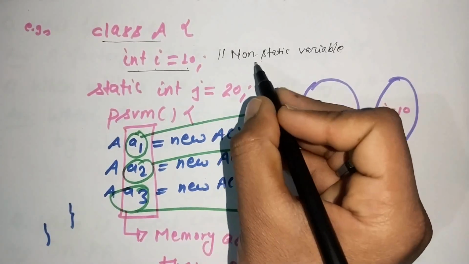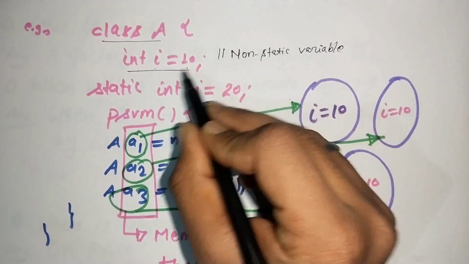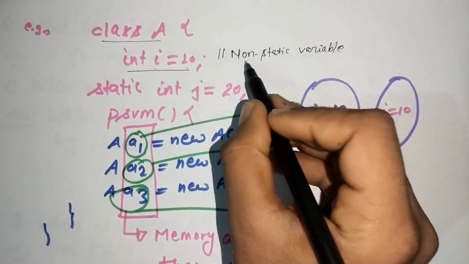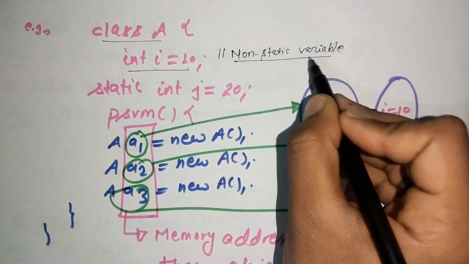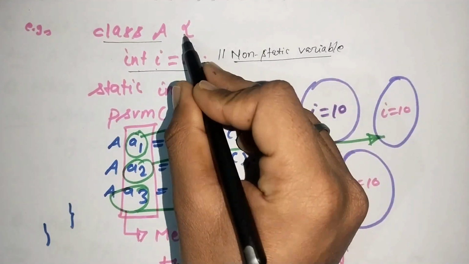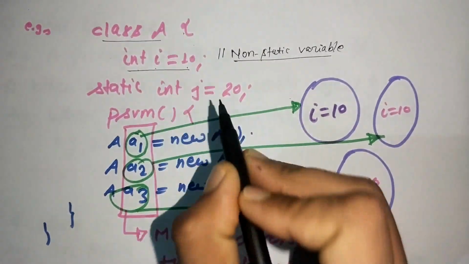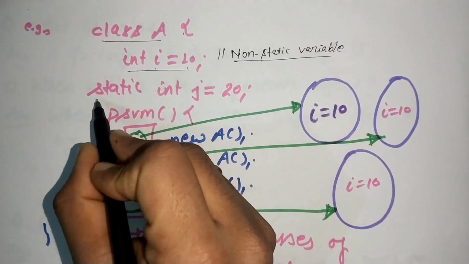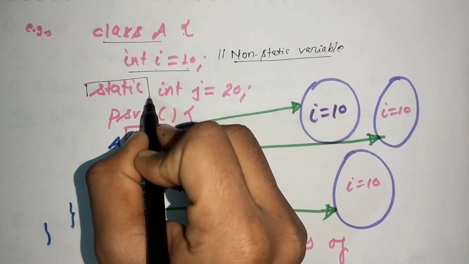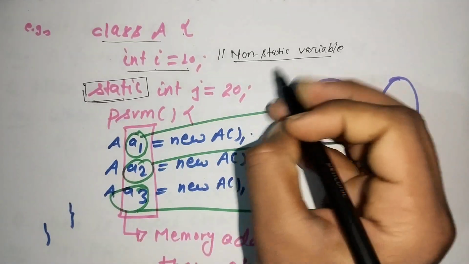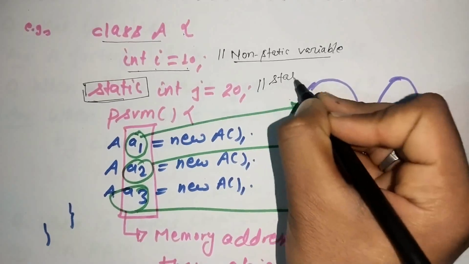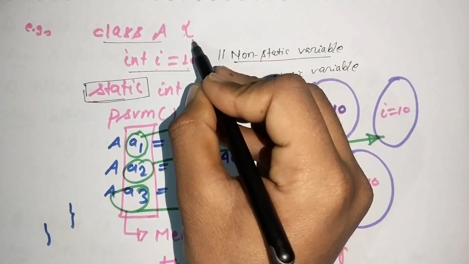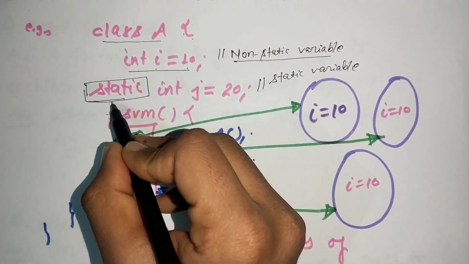How do we know this is non-static? Because the static keyword is not there, so this is a non-static variable, and it is created within the class and outside the method, like this. Also here we are using the static keyword, so it is a static variable. Static variables are created within the class and outside all the methods.